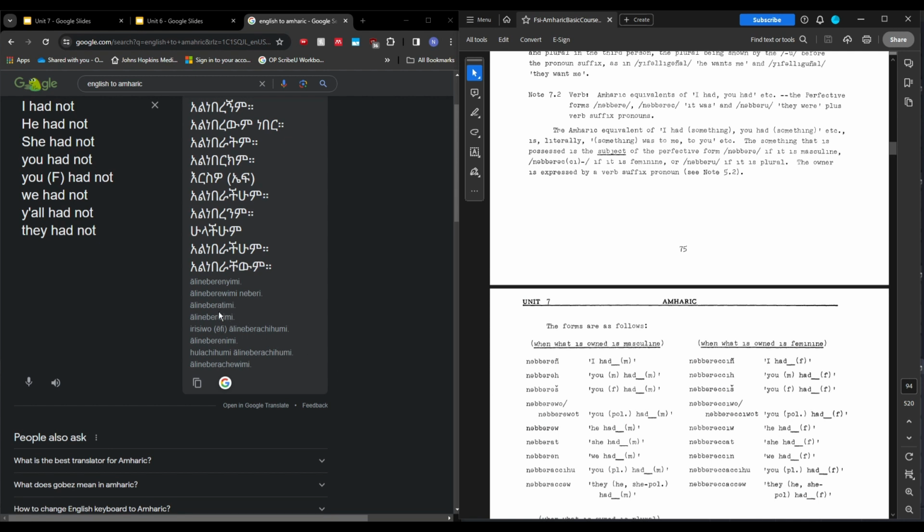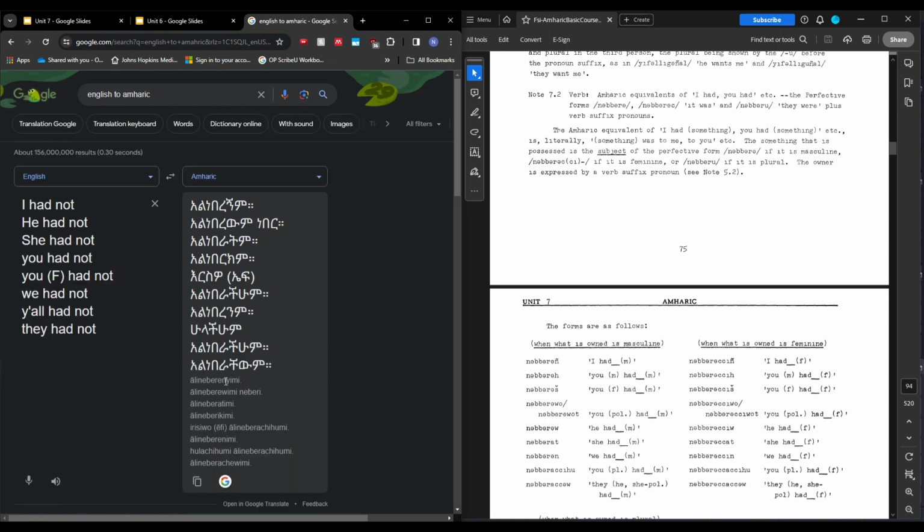Like if we look at I had not. Al neber. This is how it does the squiggly end with this ny thing here, and then you put an m at the end, like al neberenyam, I had not. For this one, I don't know why it's al neberkim. Maybe that one works for saying you male had not or something. She had not. Al neberatim, like if you had an al here and an m here, al neberatim. It doesn't one-to-one work for all of them, but this can help you. And you can always come back here and plug in certain words or phrases and see what Google Translate will give you, and the majority of the time it will probably be correct.